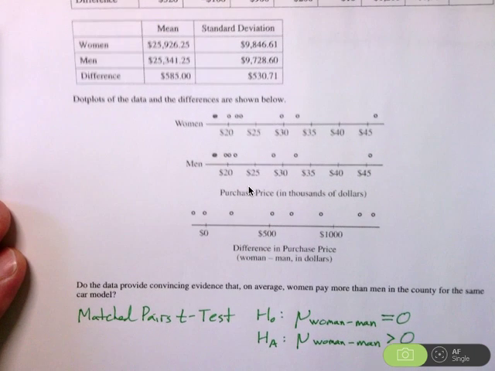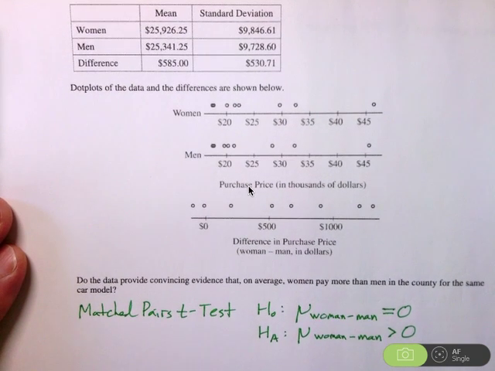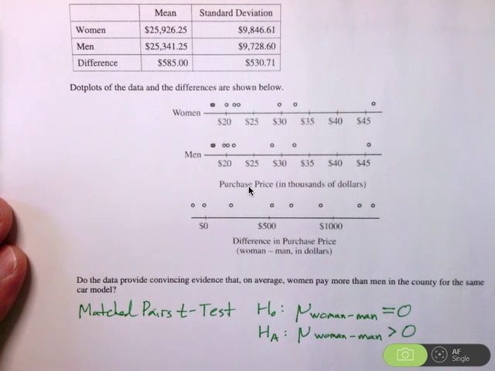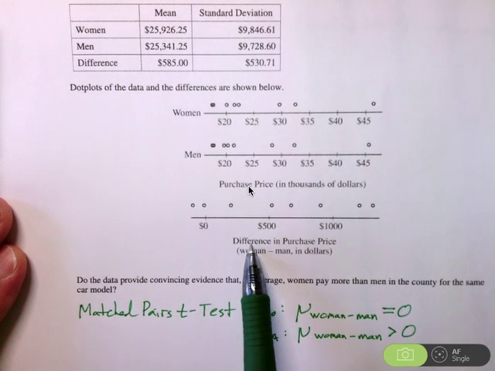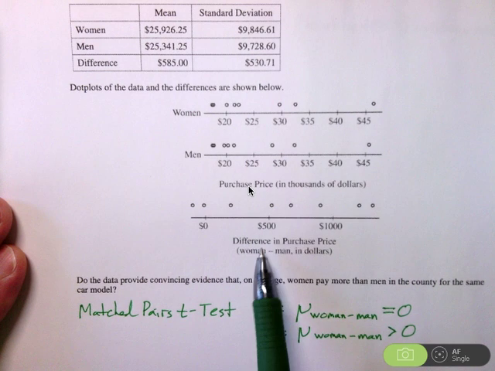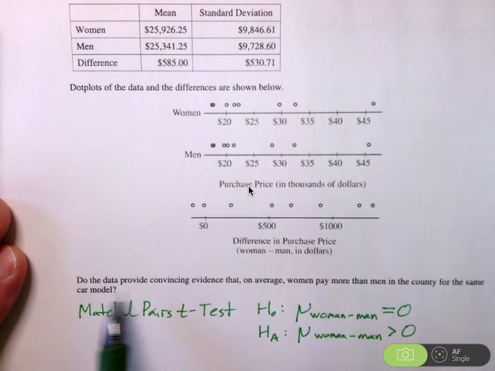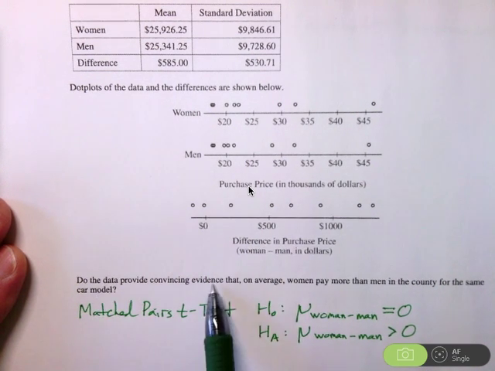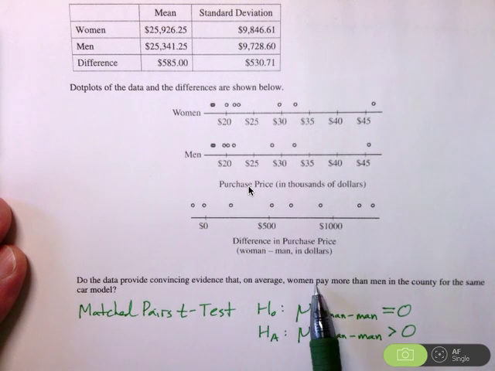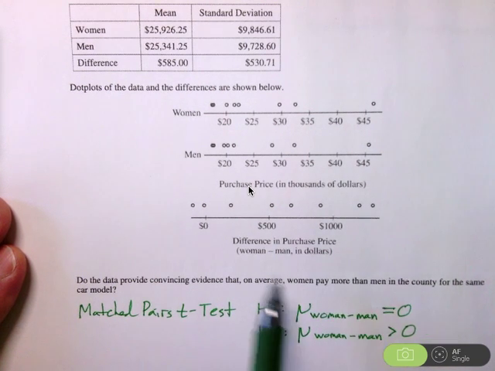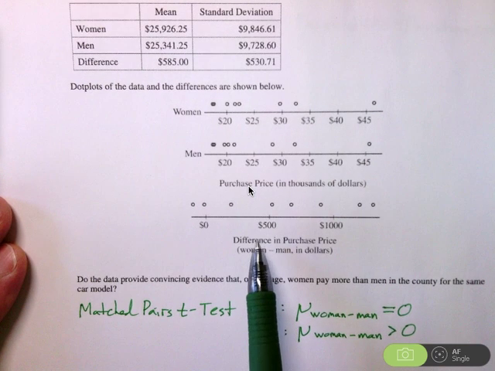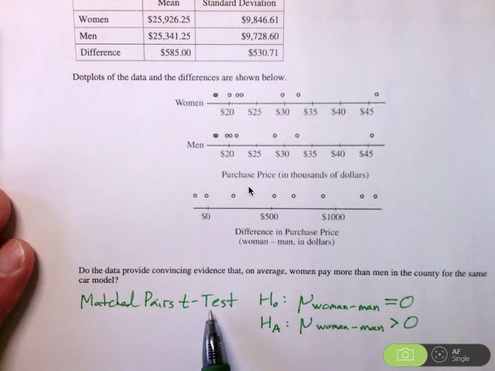So this really is a one sample situation, a paired situation where I'm looking at pairs of observations for each car model. And in particular, you can see that you're given the dot plot for differences here. We're looking for evidence then, so this should be a test, that on average women pay more than men. So we should be looking at the average difference. This is a matched pairs t-test.